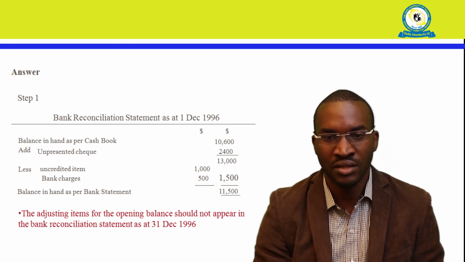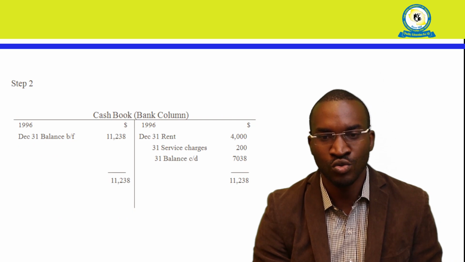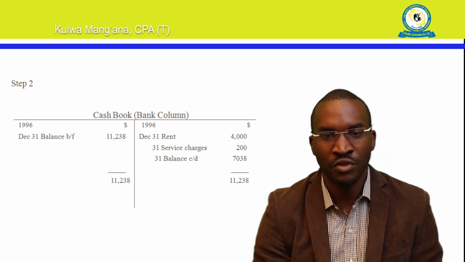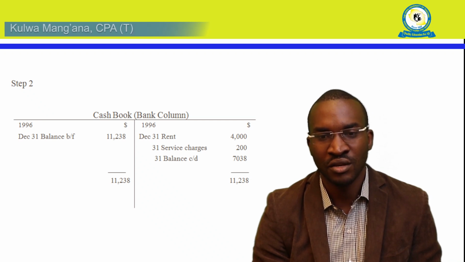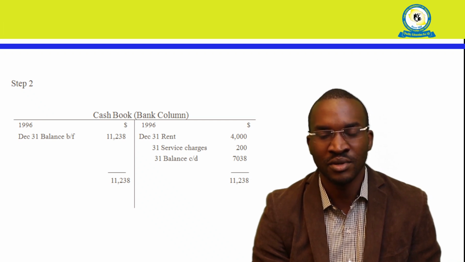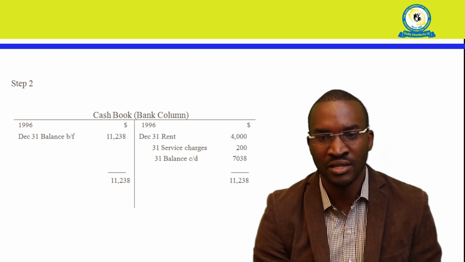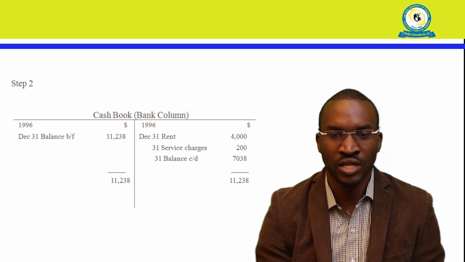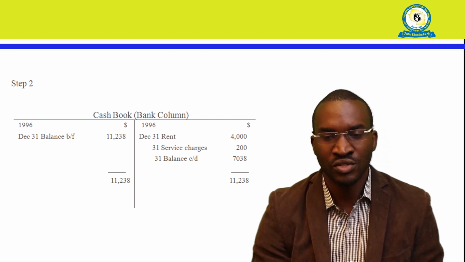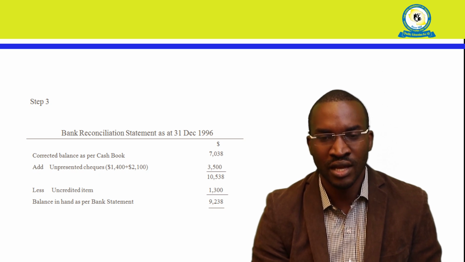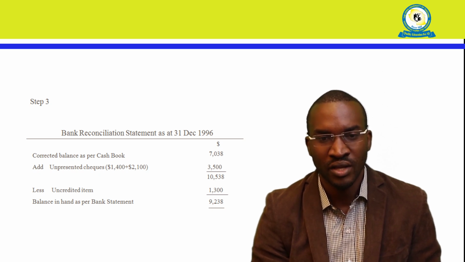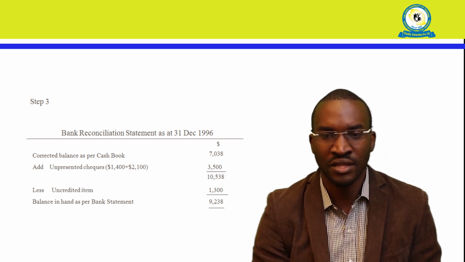Now this is how your cash book is going to look. You have the opening balance of 11,238, and then you have other elements on the credit side. You have that element of rent, service charge, and the balance carried forward. So you're going to close that account. The bank reconciliation statement as at that date is going to be as you can see here. You have the corrected balance as per cash book of 7,038.